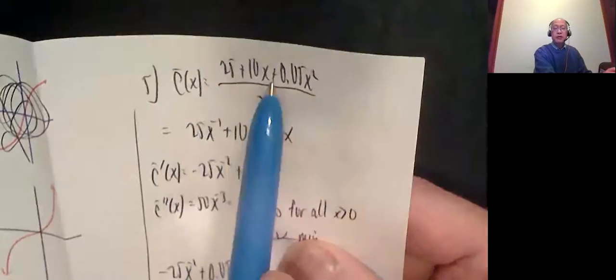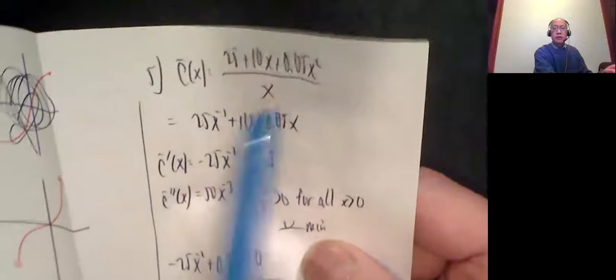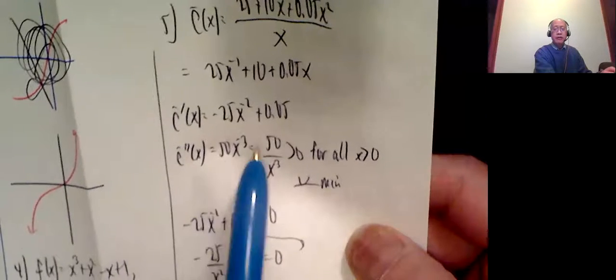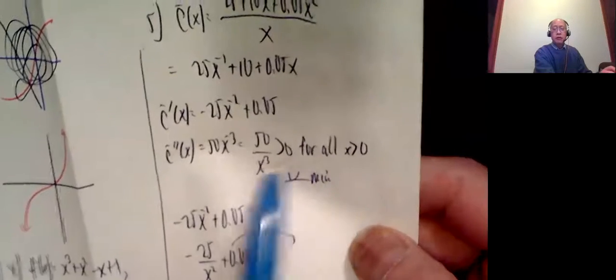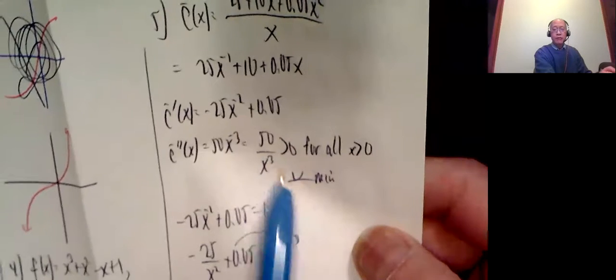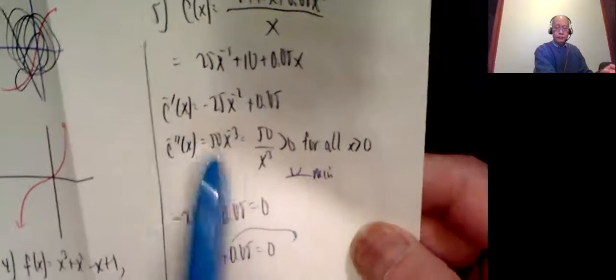Number 5, C bar is the original divided by x. 25 plus 10x plus 0.05x squared divided by x. That gives me 25 over x, which is 25x to the negative 1, plus 10 plus 0.05x. So first derivative is negative 25x to the negative 2 plus 0.05. Second derivative is 50x to the negative 3, which is 50 over x cubed. That's greater than 0 for all x greater than 0, which means at a critical point, I will have a minimum, which I'm looking for.